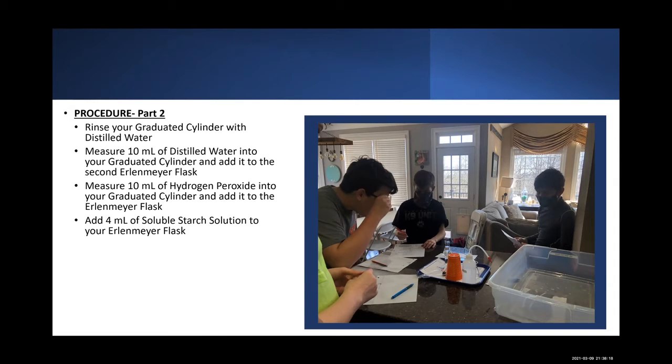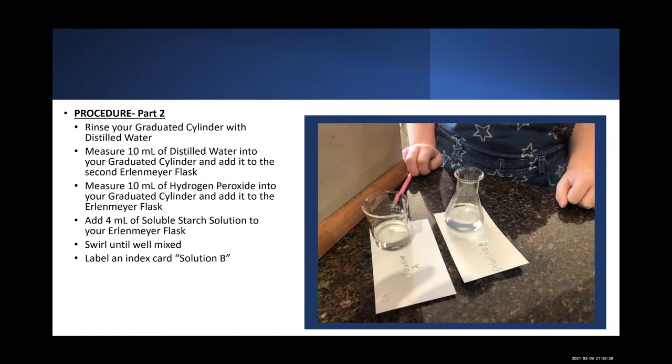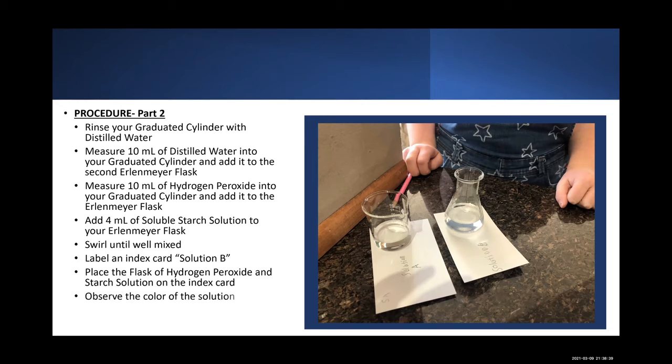So now your Erlenmeyer flask contains distilled water, hydrogen peroxide, and some starch solution. You're going to swirl this until it's very well mixed, and you're going to label an index card Solution B. Place your flask of hydrogen peroxide and starch solution on the index card labeled Solution B. And observe the color of this solution. So as you can see, Solution B is clear, but it's a little bit more cloudy than A. Both are colorless.